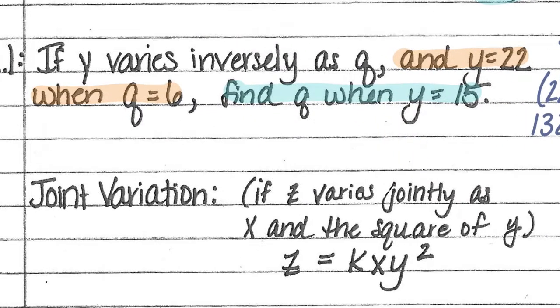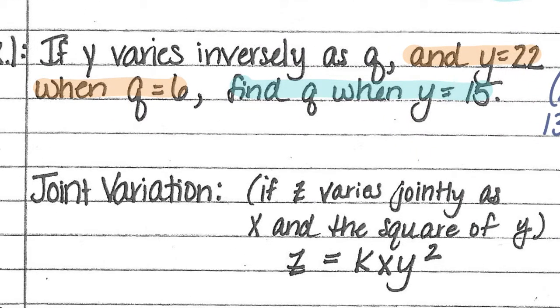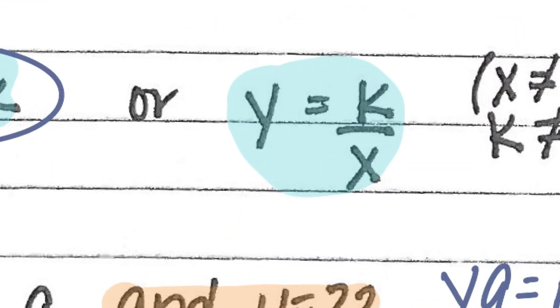Moving on to joint variation. Joint variation, we're really just going to read it in order. If z varies jointly as x, that means it's a direct variation, z equals kx, and the square of y. Notice the square is going to be something squared. The square root will actually be a root. Now, what if it said z varies jointly as x and inversely as y? Remember, inverse, like we saw at the top, we are going to divide.